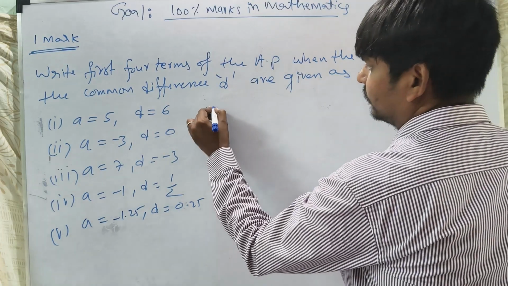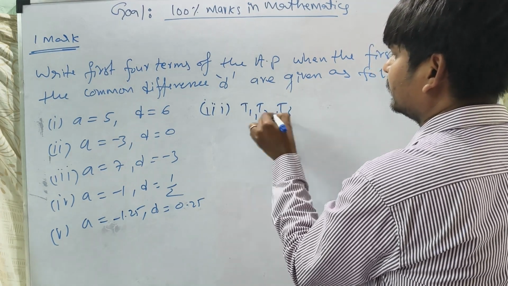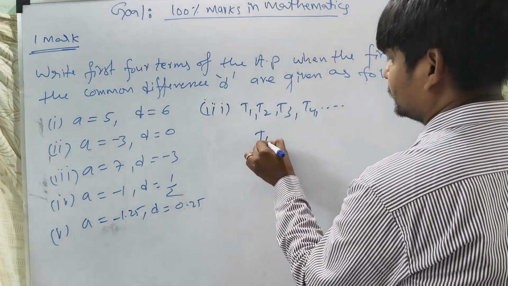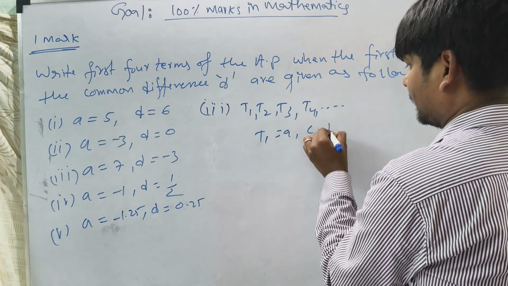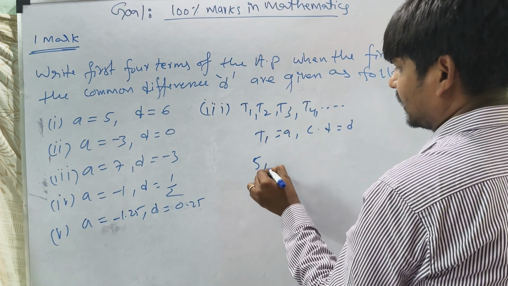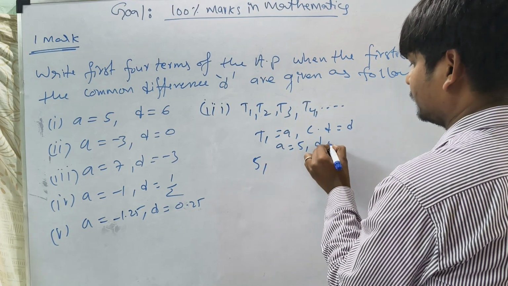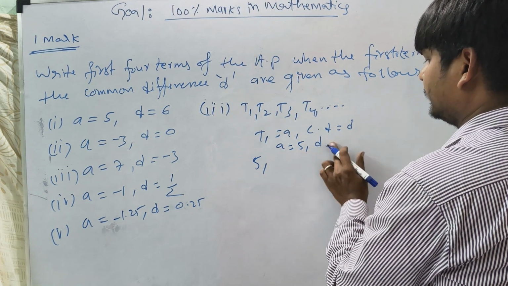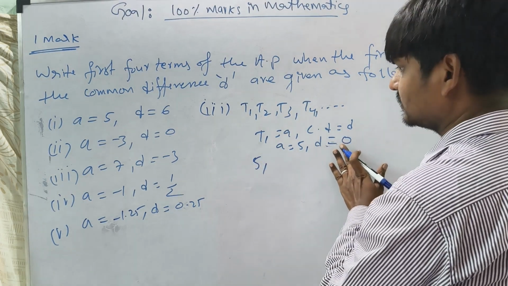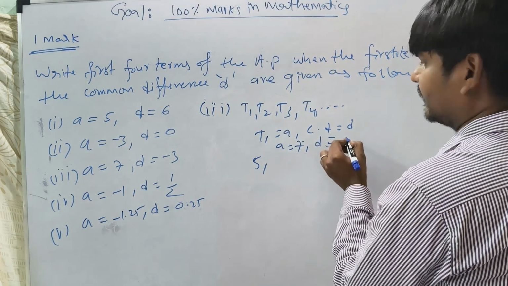Okay. Now third question. What is given in the third question? See again, T1, T2, T3, T4 and so on. This is the form of Tn. So T1 is equal to A and the common difference is equal to D. Now substitute here. A is given as 5. Common difference D is given as... sorry, for the third question we have to take 7, and the common difference is minus 3.